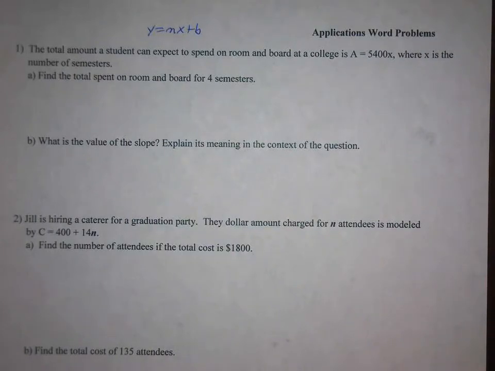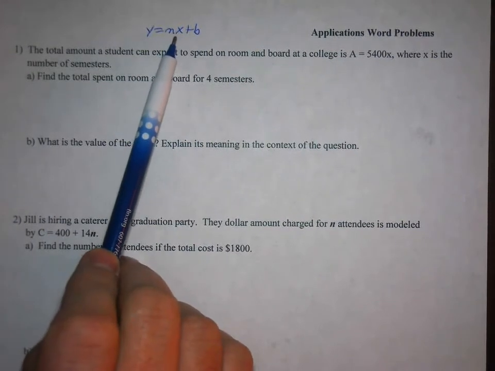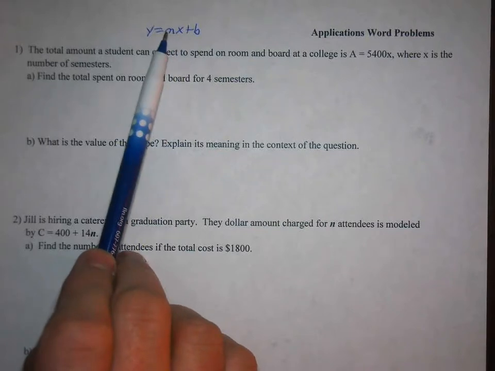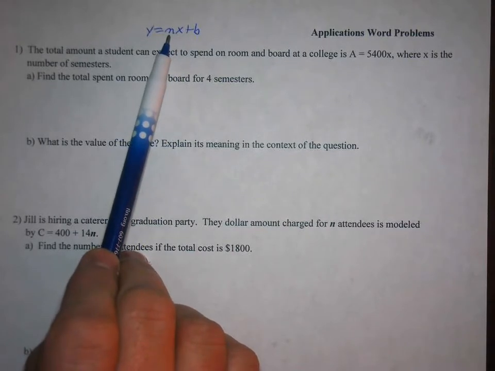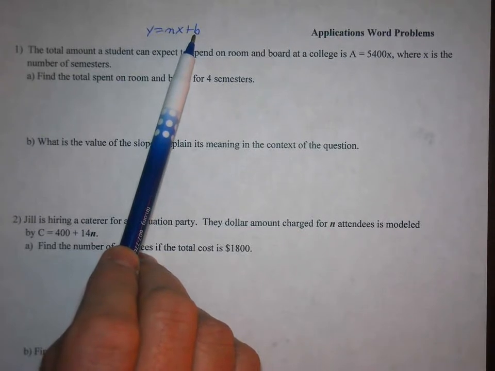So we're going to look at applications of word problems. Before, we had equations in the form y equals mx plus b, which was the slope-intercept form of a line, where m was the rate of change or the slope, and b was the starting value or the y-intercept. Basically, when x was 0, what do we have for the b, the starting value?